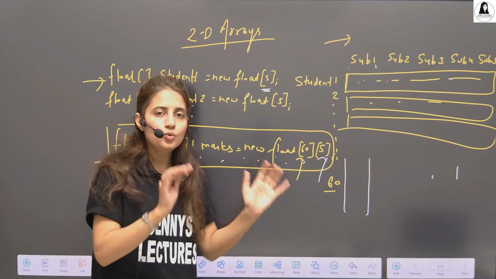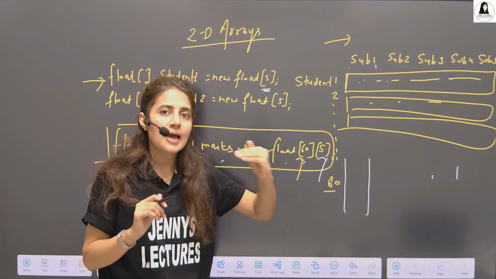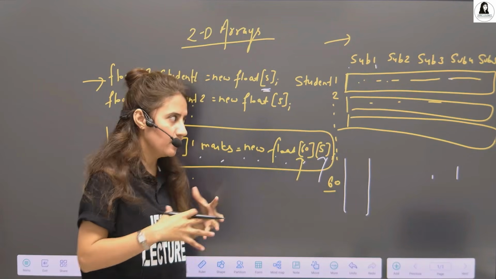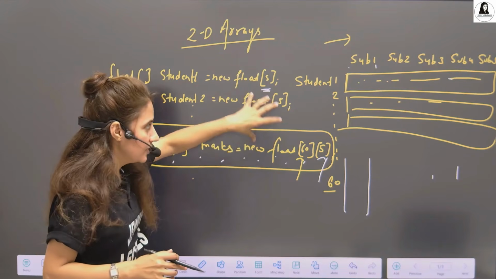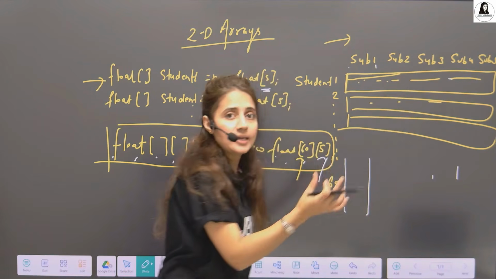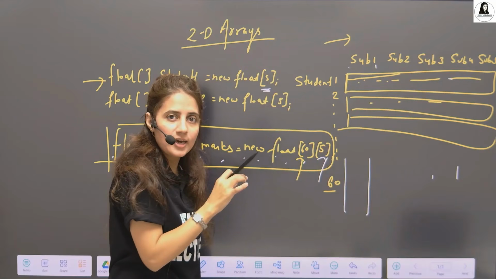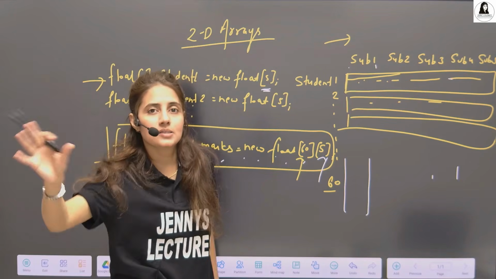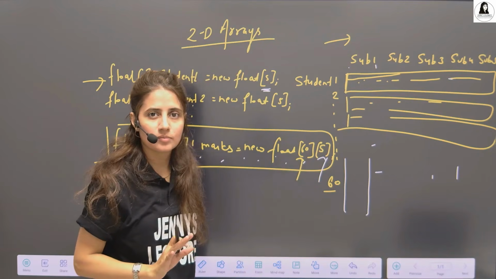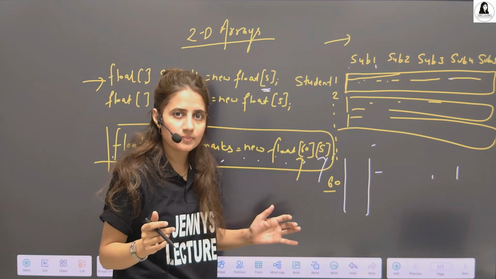Okay. So a 2D array, we can say, is an array of arrays. I hope you got this. Why am I saying array of arrays? Because here each individual row is an array, a 1D array. So a 2D array is an array of 1D arrays. Here all the 1D arrays are stored and that becomes a 2D array.